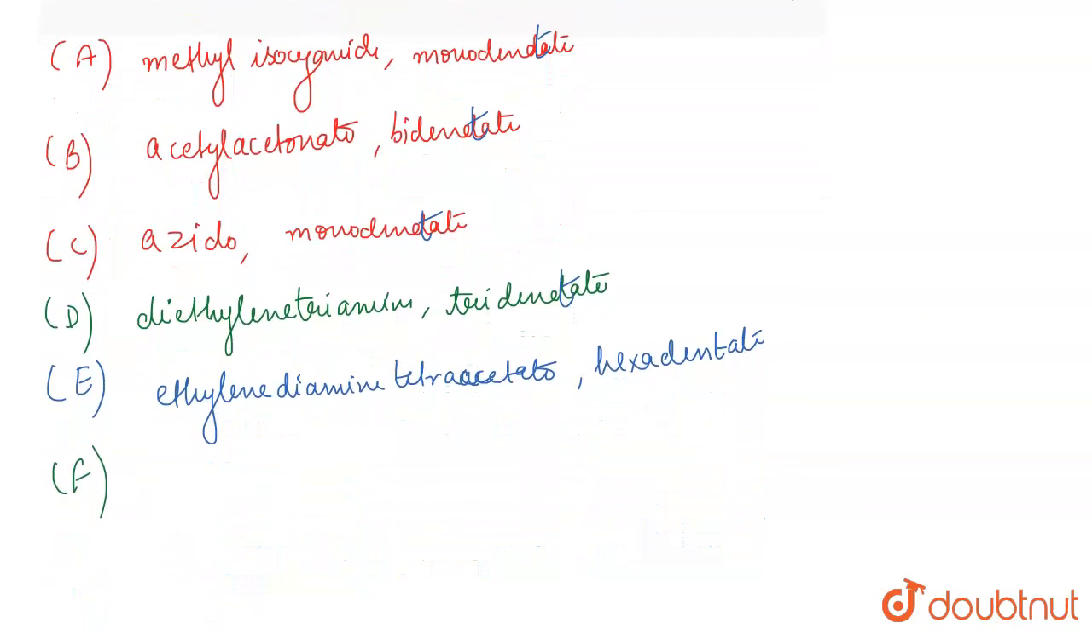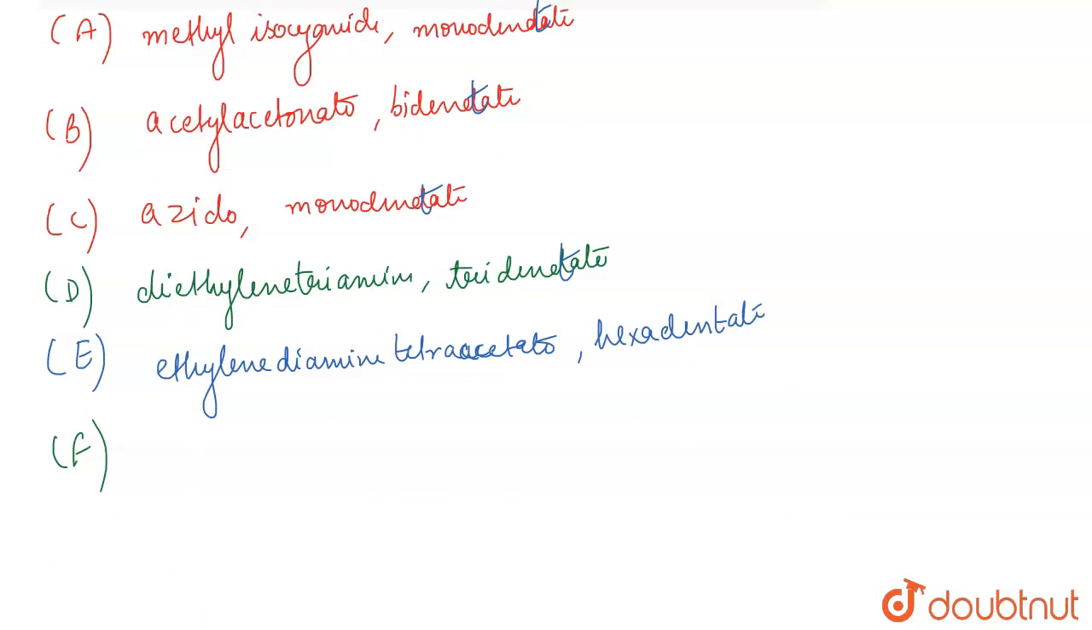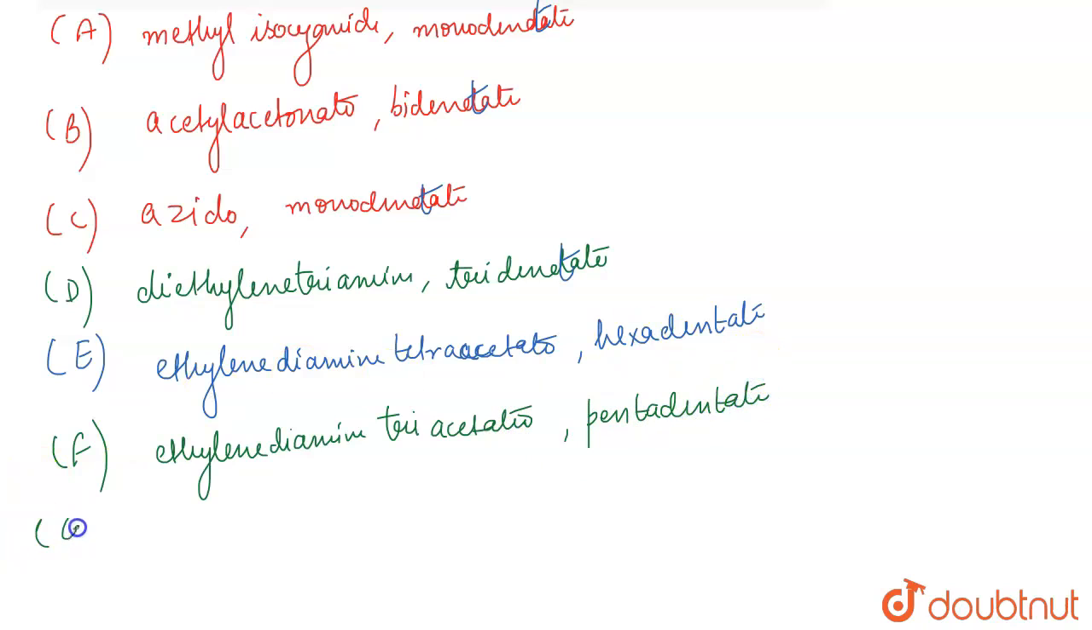EDTA 3 minus, right? EDTA 3 minus means again you have ethylene diamine. Now, instead of tetra, we have triacetato because the charge is 3 minus, right? So now we have triacetato, and this is pentadentate, right? This is pentadentate.